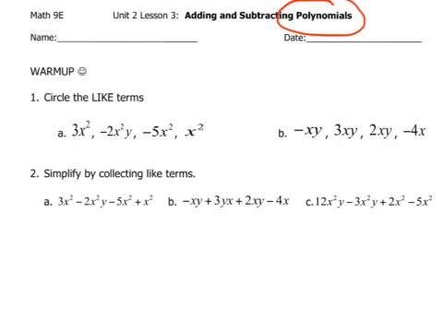So before we go into that, let's just do a quick review. What I would like you to do is, this is a warm-up, and I'd like you to pause the video and do the warm-up yourself and then check to see if you got it right. So pause it right now and then come back and see how you did.